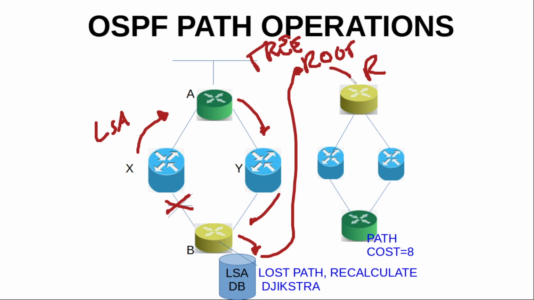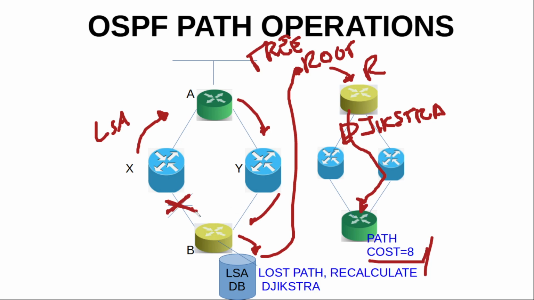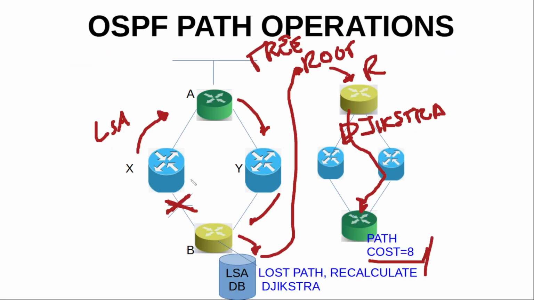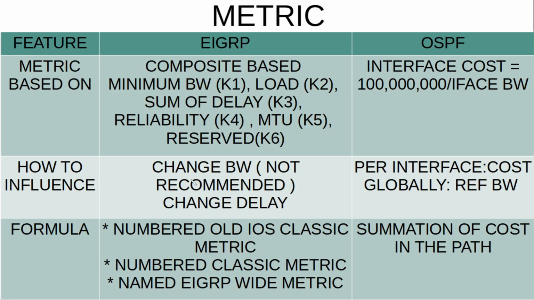They place themselves as the root, and they will run the Dijkstra algorithm. So with this process, they will reach probably a different path to reach all the destinations that were lost due to this failure. Notice the difference between using DUAL and using link state processes.